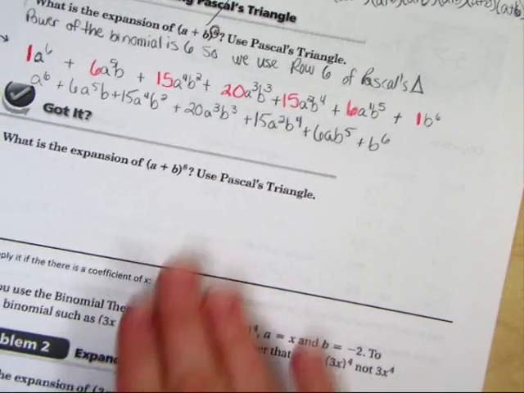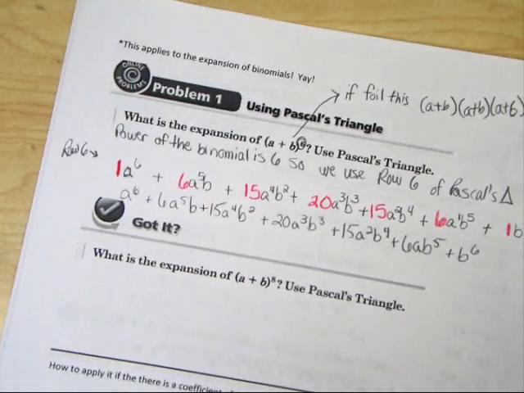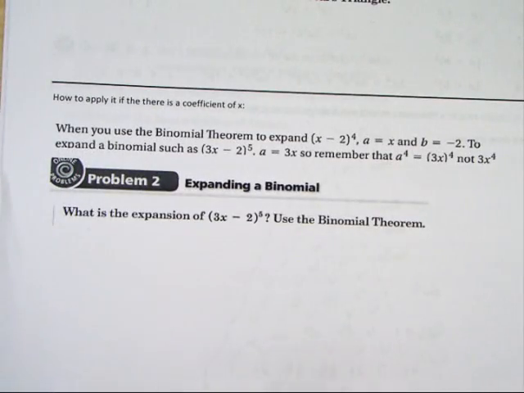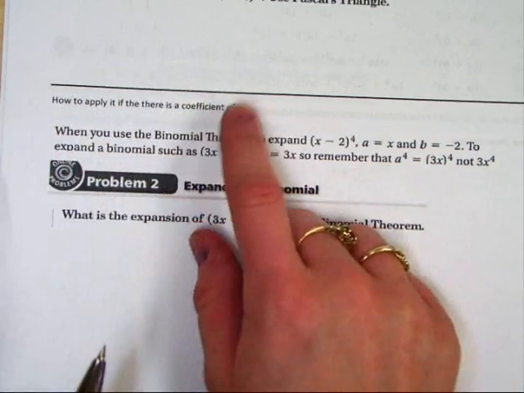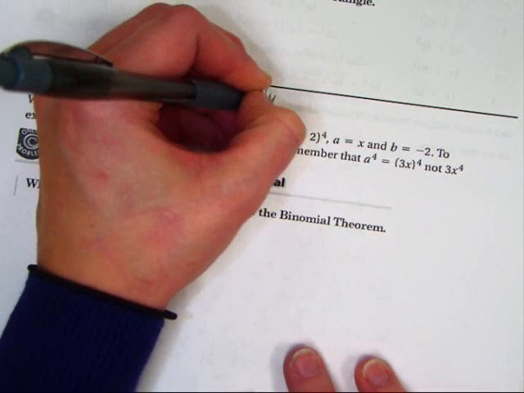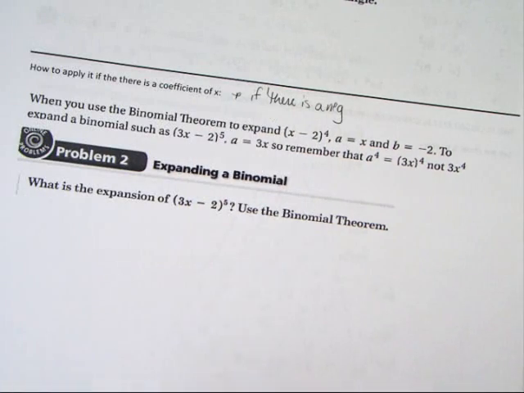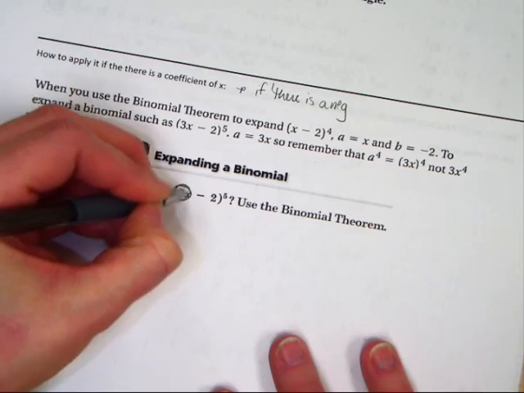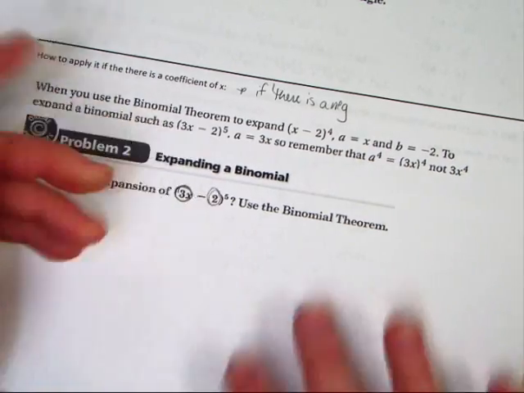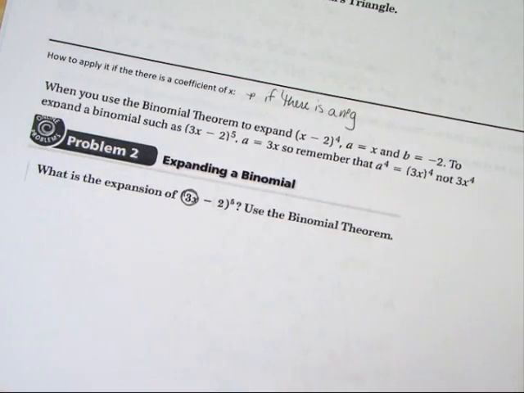We can do the got it together in class. Again, this starts with a very basic overview of Pascal's triangle. In problem 2, we'll go into more detail. How do you apply this if there's a coefficient of x and if there's a negative? This one will definitely be more difficult, so just understand that. Okay, first of all, that is an entire quantity, and the negative 2 is also an entire quantity. We need to be very careful with both the negative and the 3.